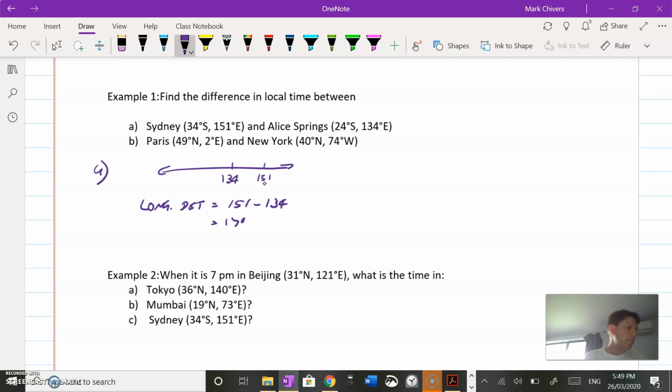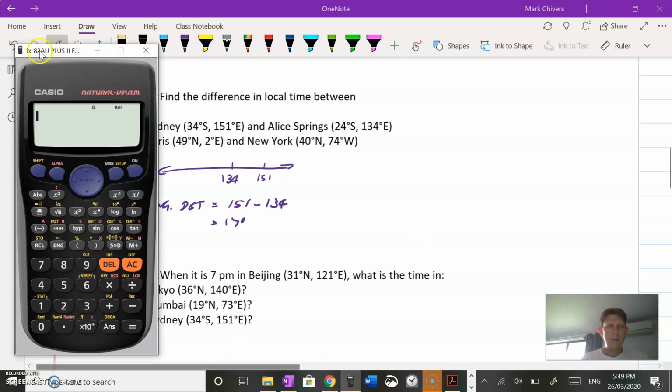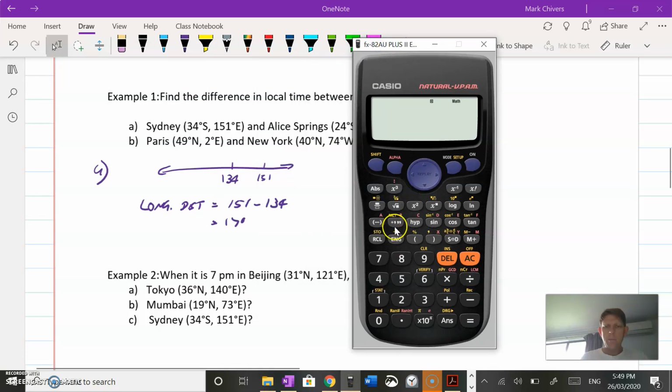Now, at this point, I think the easiest thing to do is use your calculator. Once you know what the difference in longitude is, plug that into your calculator, 17 times by, and then just press 0 hours 4 minutes. And so that'll multiply 17 by 4 minutes, but as well as doing that, it'll give you an answer in hours and minutes. So it's 1 hour and 8 minutes.